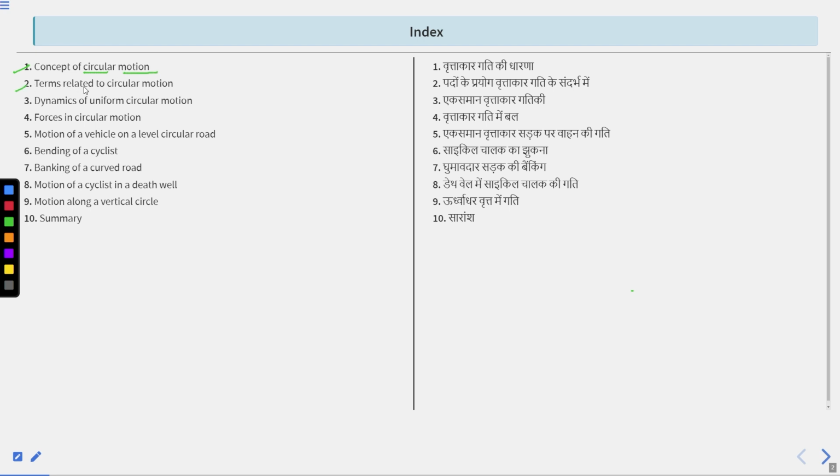second is terms related to circular motion, third dynamics of circular motion, and fourth forces in circular motion, and fifth motion of vehicle on a level circular road, and sixth is bending of cyclist, and seventh banking of a curved road. Eighth is motion of cyclist in a death well. Ninth is motion along a vertical circle. And last, summary. So these topics we will cover in today's lecture and we will learn each one by one.